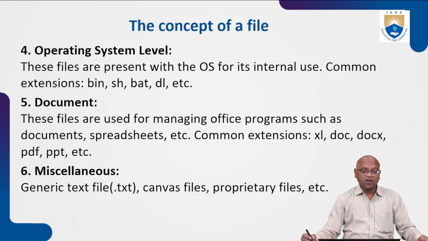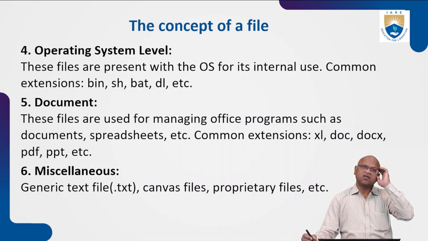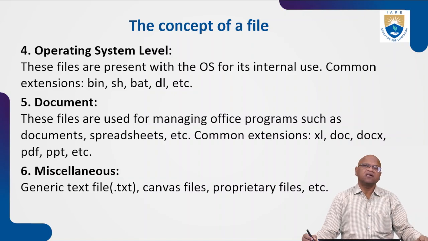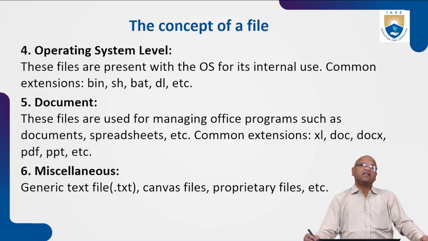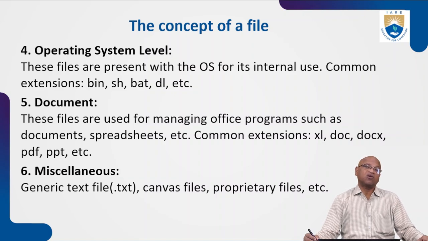Now, operating system level. These files are present with the OS for its internal use. Common extensions are bin and so on, the program files. So what are the programs in the OS? As we discussed in the beginning, the OS is full of programs. After compilation we add this program and that program to the OS, with extensions like .bin, .sh, .bat, .dll, etc. These are the file extensions for the operating system's program files.